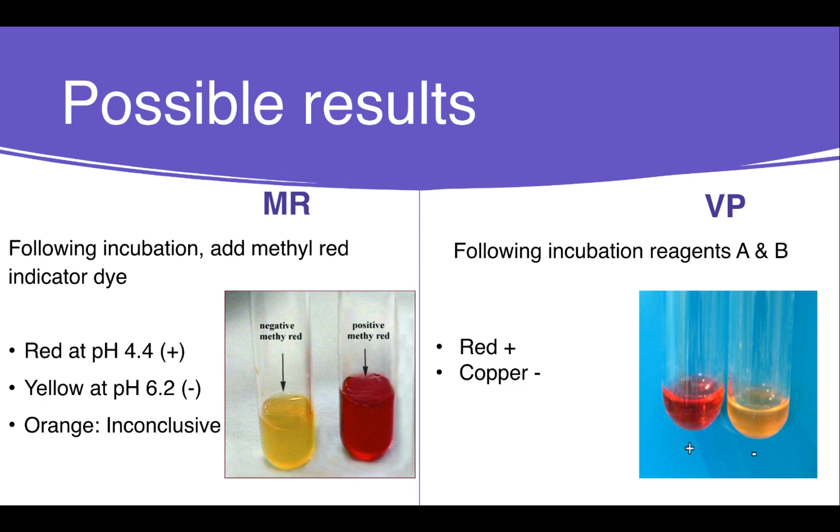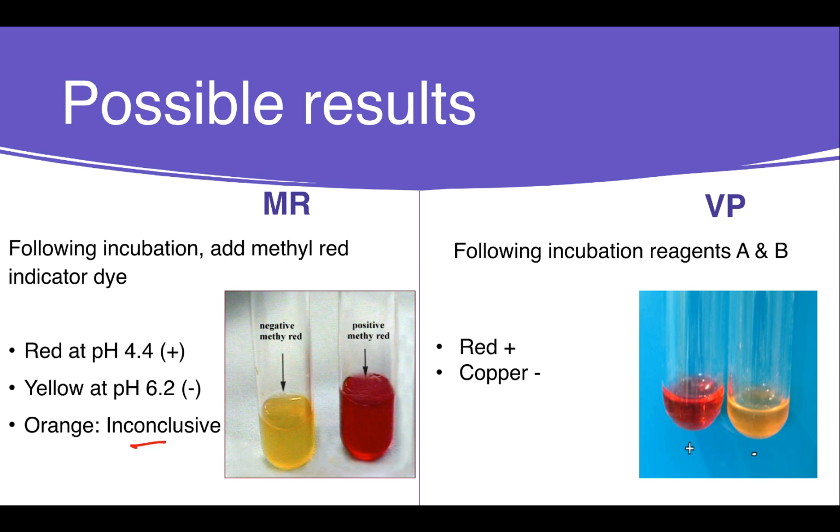These are what the results look like in the tube. For the MR, once the methyl red indicator dye is added, a red color indicates positive because this means that there are acid end products and the pH is at 4.4 or below. If it is yellow, it is negative, and orange is inconclusive, which we will still consider negative. So if you were in the lab and you got an orange result, then you simply will not use this MR as one of your defining tests to help lead you to your organism.